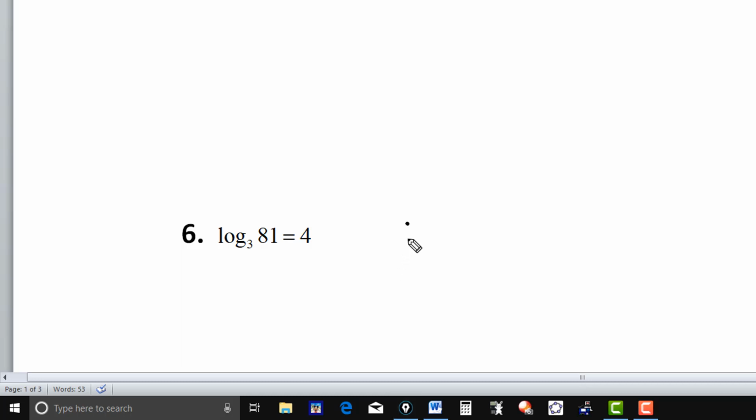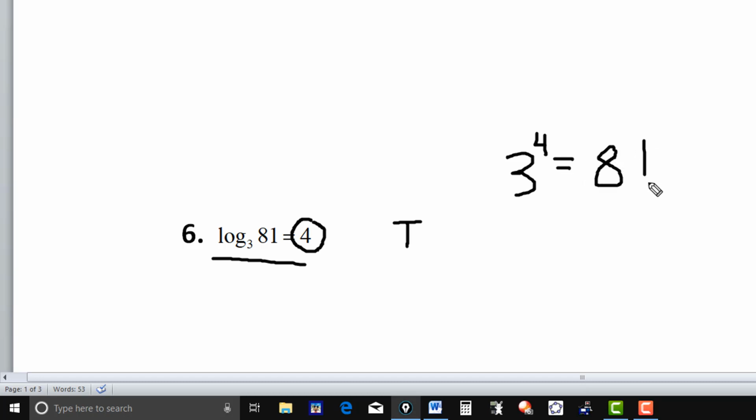Logarithm basically is an exponent. So in this particular case, when it's written this way, this has to be an exponent. If I take this base to that power, it means that this would be legal if 3 to the 4th is equal to 81. And it is.